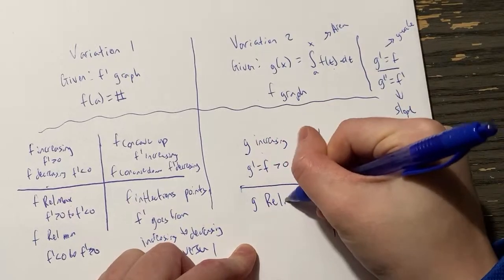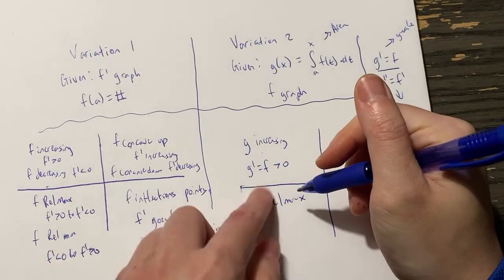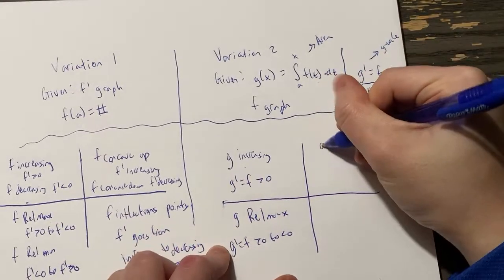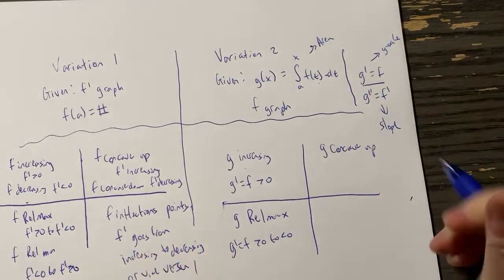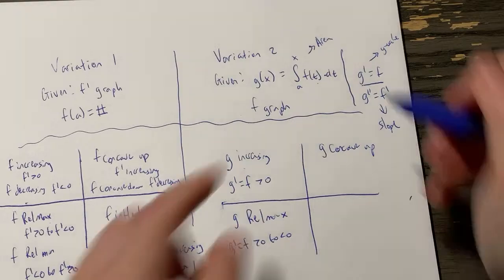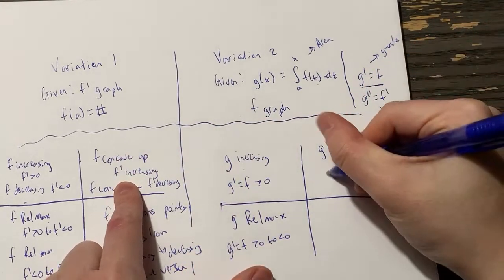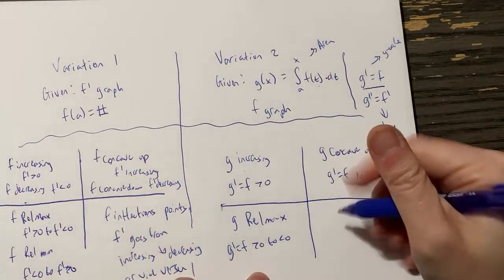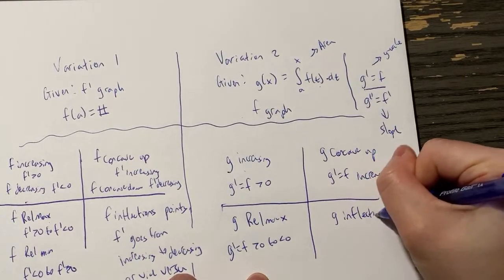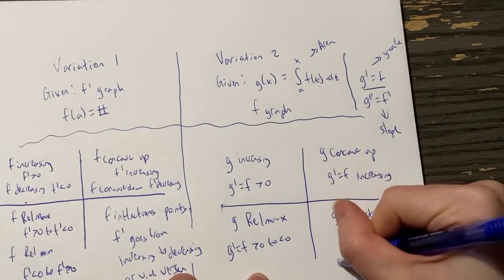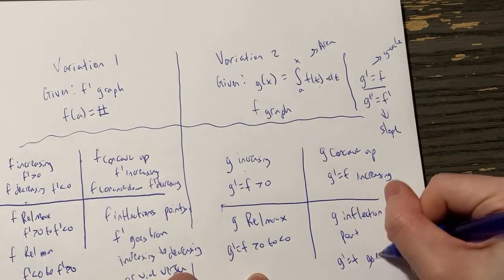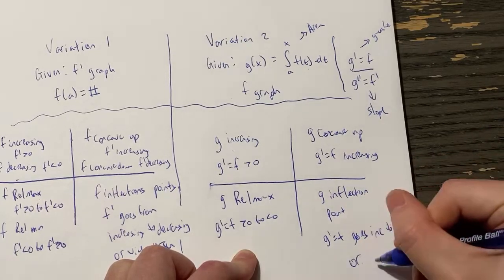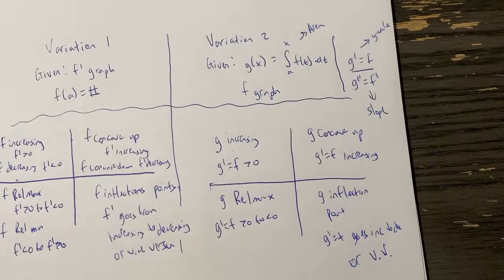G rel max or local max, same thing. It'll be f prime positive to negative, but because we're dealing with g, it'll be g prime equals f goes from positive to negative. G concave up. We could use a double derivative rule, but because the graph will be of f and f is g prime, we're going to use this rule. So again, notice that everything is still the same, except instead of writing f prime, I'm writing g prime equals f. And lastly, for inflection point, we're going to do the same thing. So it's going to be g prime equals f goes from increasing to decreasing, or vice versa.